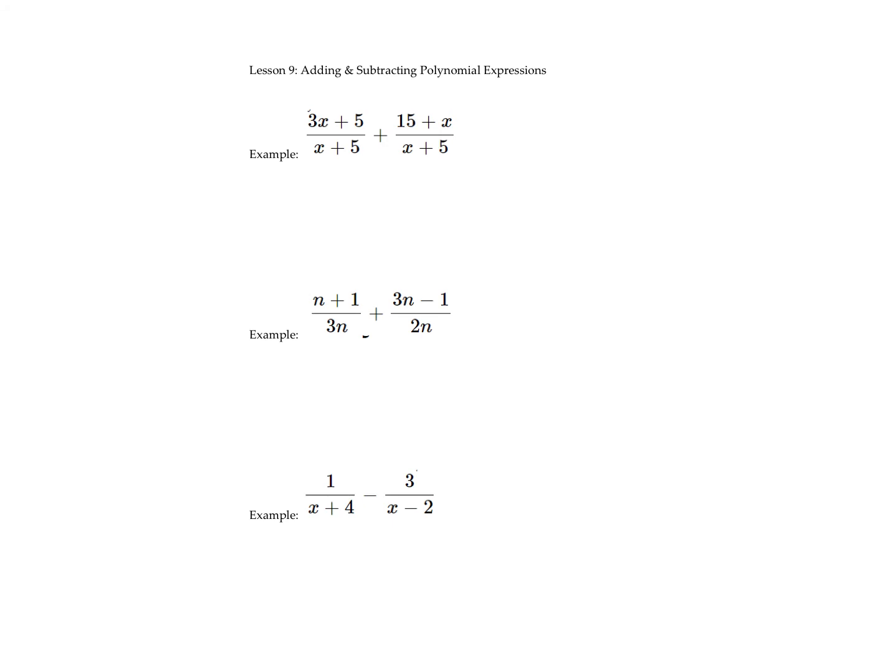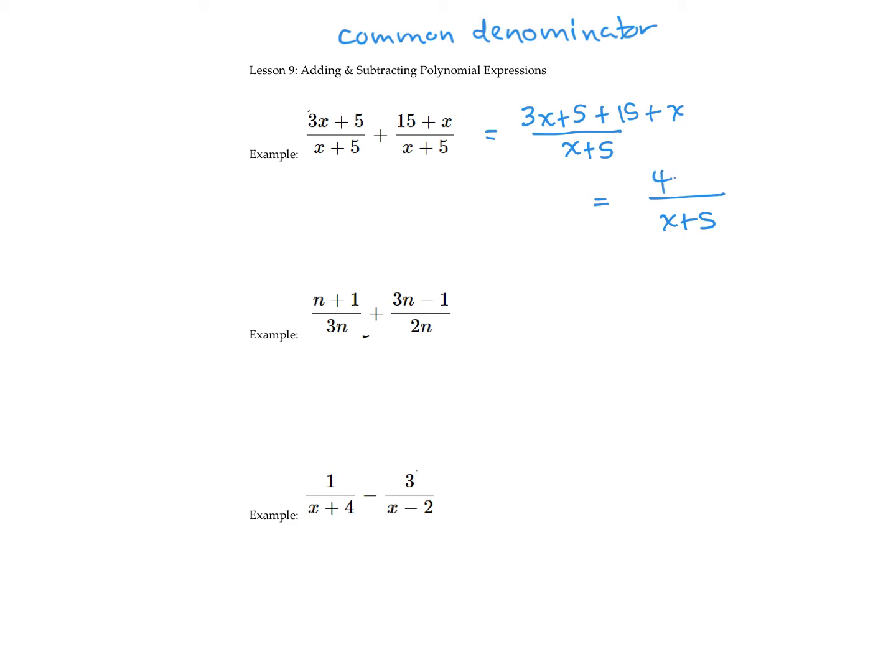In this lesson, we are going to look at adding and subtracting polynomials. So remember, with adding and subtracting fractions, we need to find a common denominator. So in the first question, it's pretty straightforward because they already have a common denominator. So we can go ahead and add the numerator in the first term plus the numerator in the second term. And we would get 4x plus 20.